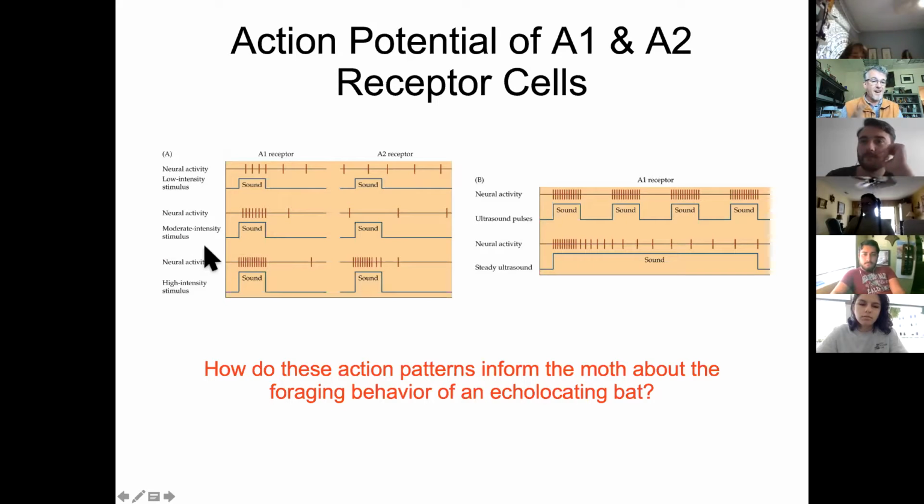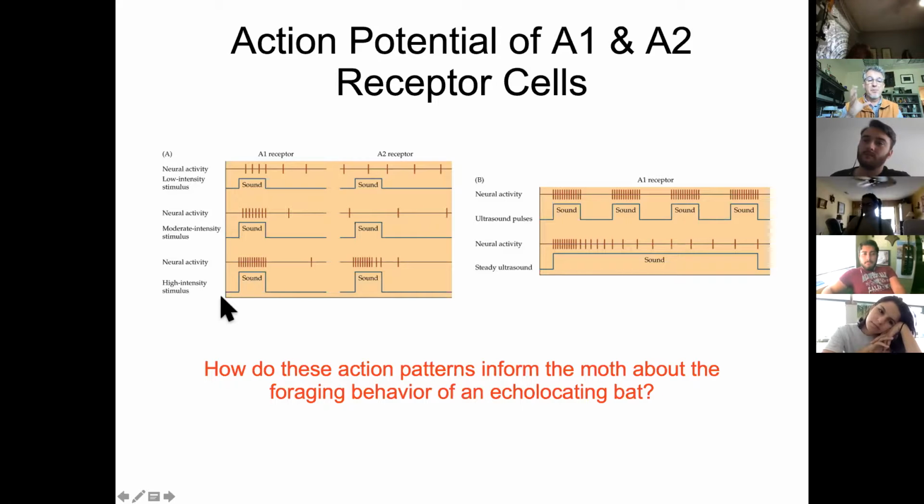When the intensity of this ultrasonic sound becomes more intense, moderate intensity, A1 starts to fire off at a higher frequency. When the sound dissipates, it's no longer being produced, then A1 fires off at that normal interval frequency. At this moderate intensity, A2 is still firing off at this normal frequency. There's no change as a result of the moderate intensity sound.